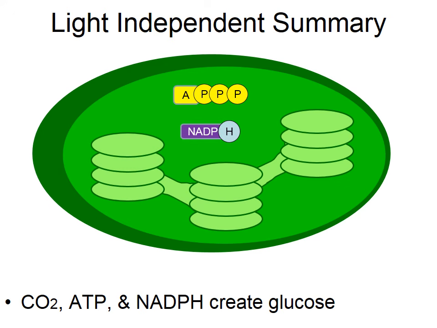So to summarize the light independent stage of photosynthesis, carbon dioxide from the air, along with the ATP and the NADPH that were made during the light-dependent stage, will be used to create glucose, which is a sugar. Now, why does the plant even need the glucose, need the sugar? Well, the sugar that is created will then be used during cellular respiration. Now, cellular respiration is another topic for another day, but that, I hope, explains the connection between photosynthesis and cellular respiration.